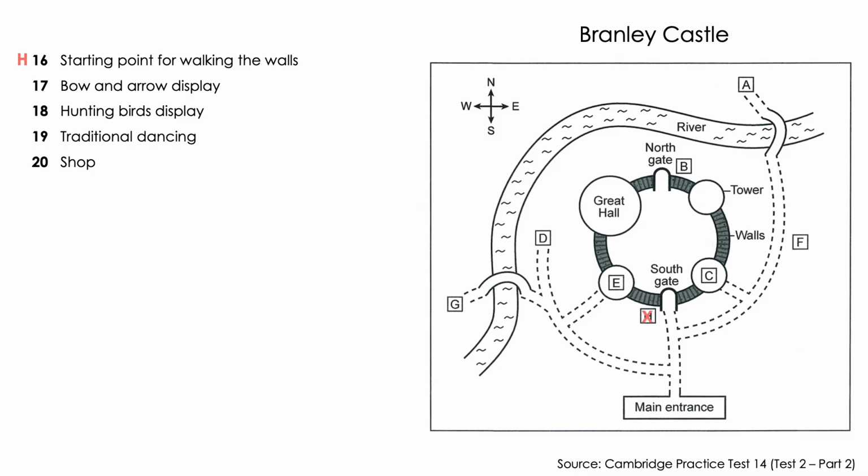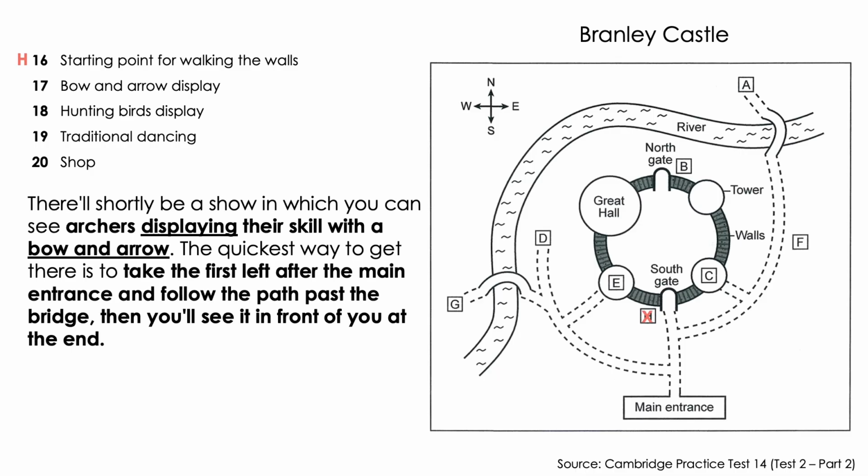Let's have a look. There will shortly be a show in which you can see archers displaying their skill in a bow and arrow. You see, it's the same as bow and arrow display. There is no paraphrasing, just the order of words is slightly different. The quickest way to get there is to take the first left after the main entrance.